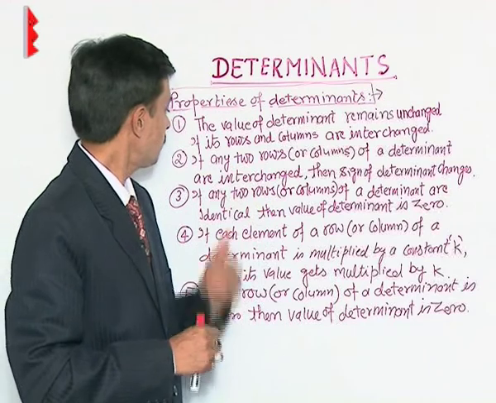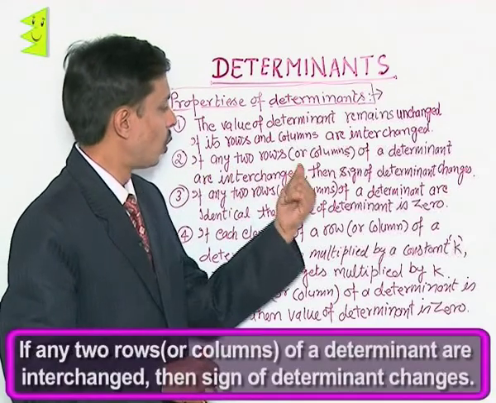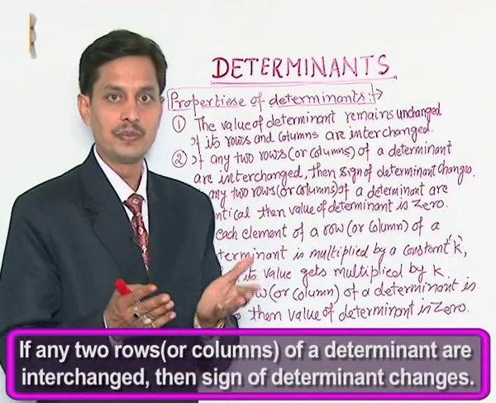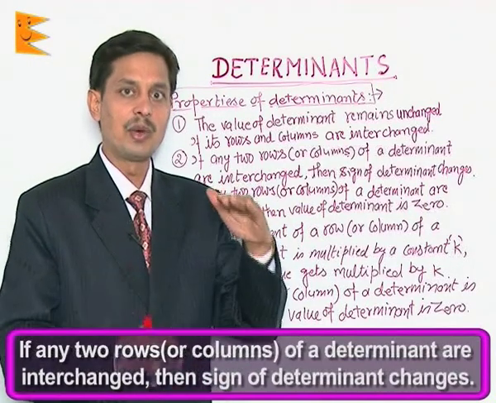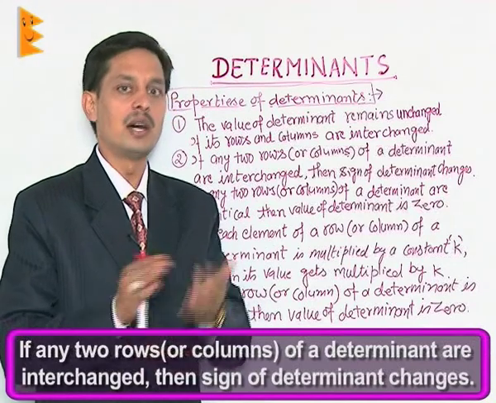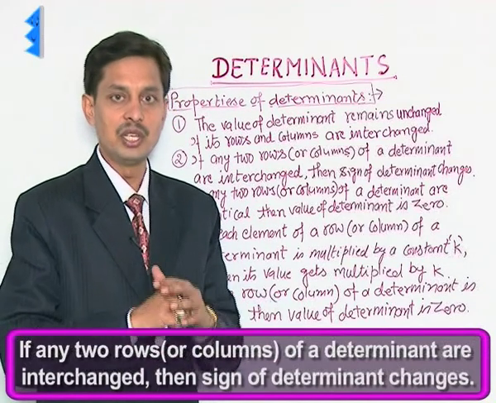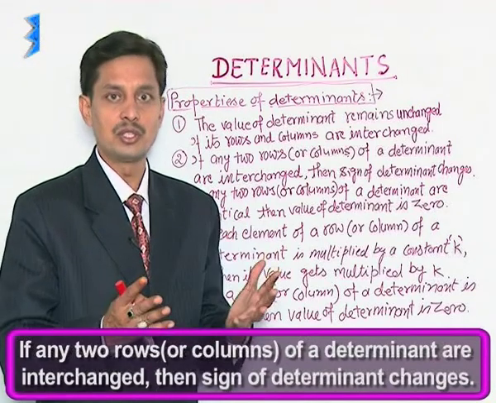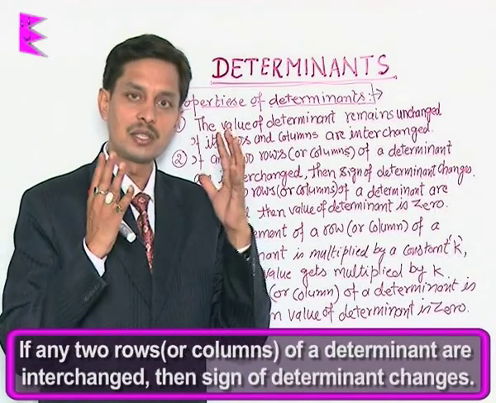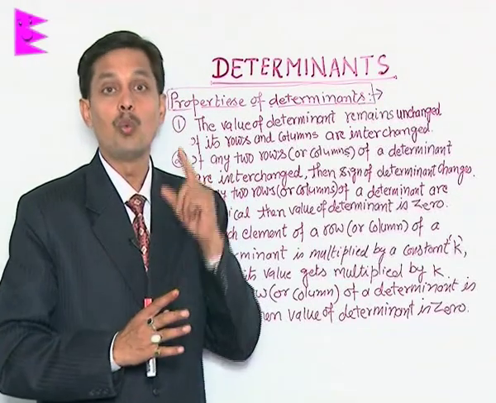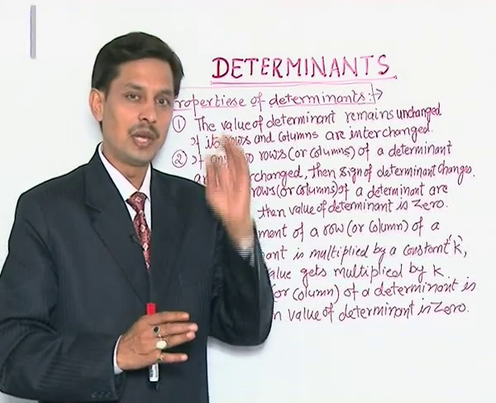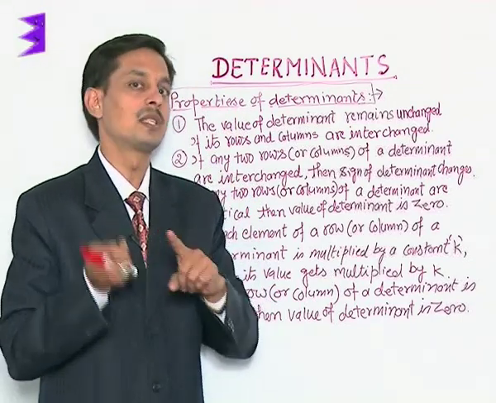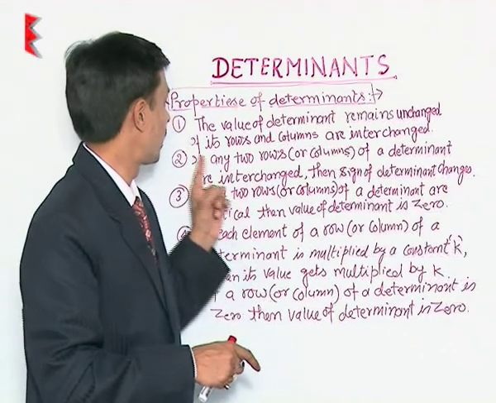Number two: if any two rows or columns of a determinant are interchanged, that is, if R1 and R2 are interchanged, R2 and R3, C1 and C3, C2 and C3, or C1 and C2 are interchanged, that is, if an interchange is done once, then the value of the determinant will remain numerically the same but the sign gets changed. This is the second property.